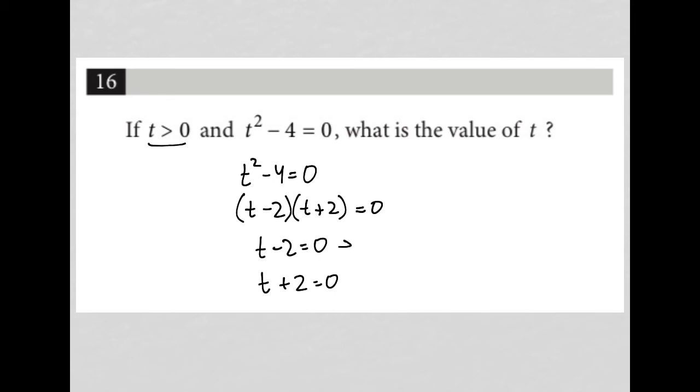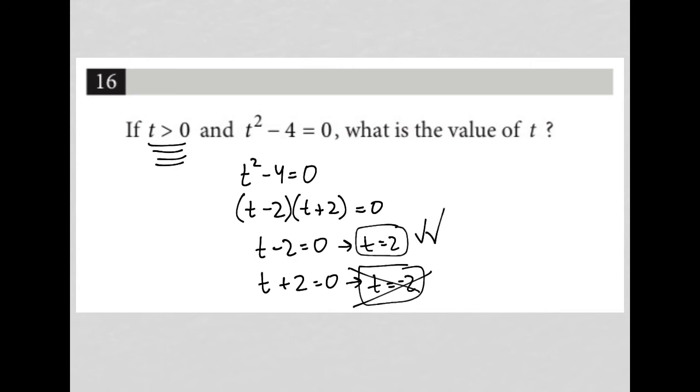And for this one, I add 2 to both sides, and I get t equals positive 2. And for this one, I subtract 2 from both sides, and I get t equals negative 2. But don't forget, the question told us that t is greater than 0, so it cannot be negative 2. And therefore, here's my correct answer. T is equal to 2, and 2 would be the correct answer here.